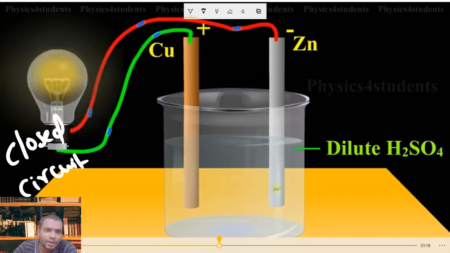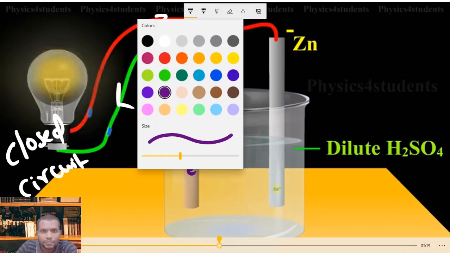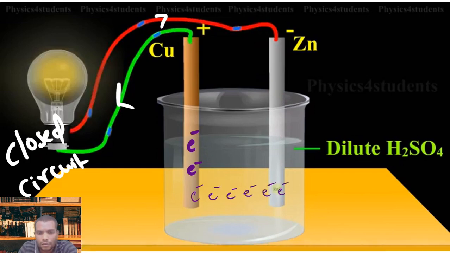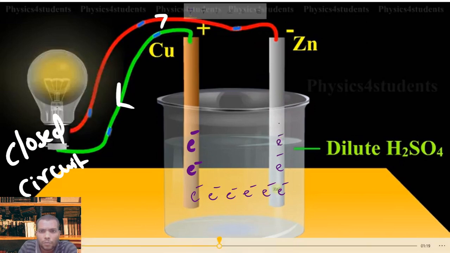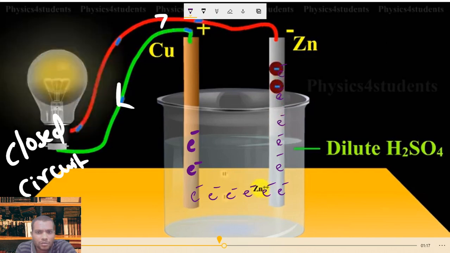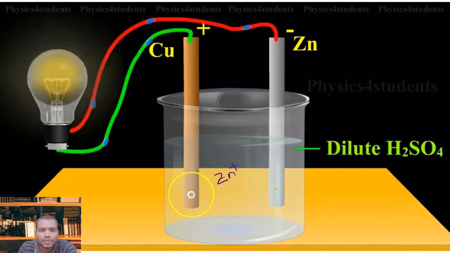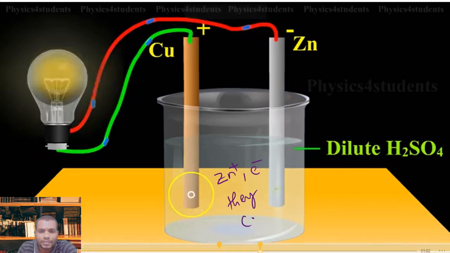Now we can show the direction of current. Current flows from the positive to the negative. That is the direction of current, which I marked in white. If we take the electron direction, the electron direction is opposite to the direction of the current. So these are the directions of the electrons. The electrons flow from the positive electrode to the negative electrode. During the motion of the ions and the electrons, the ions move in the opposite direction to the electrons. So the Zn plus ions and electrons collide with each other.